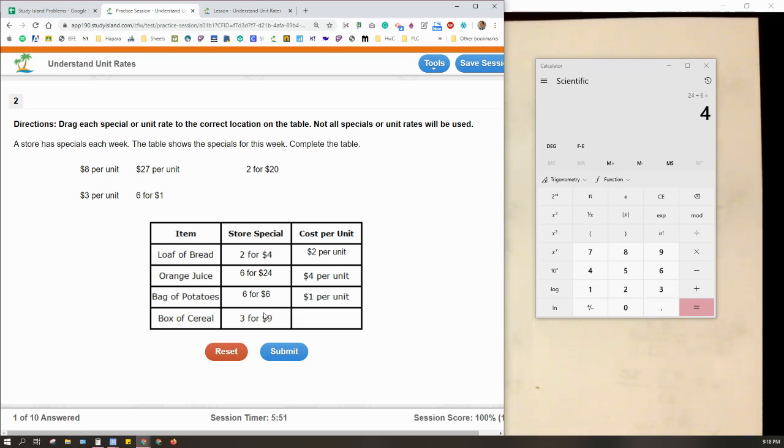And the last one, we've got $9 for 3, and we want cost per unit. So we do cost, that's $9, divided by units, which is 3. 9 divided by 3 is 3, so $3 per unit.